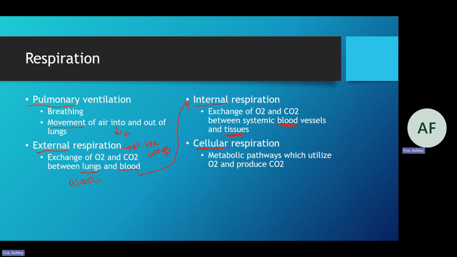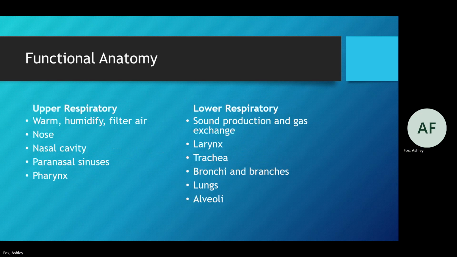Cellular respiration is the last one. We're not going to really focus on this much because we talked about cells in Anatomy and Physiology 1. But these are metabolic pathways that use oxygen, mainly things that are making ATP in your mitochondria and produce carbon dioxide as a waste product. Then it goes into the extracellular fluid, and if it's carbon dioxide, to be exchanged with the bloodstream. So we're not going to talk so much about cellular respiration, but internal respiration, external respiration, and pulmonary ventilation are going to be very important with this chapter.